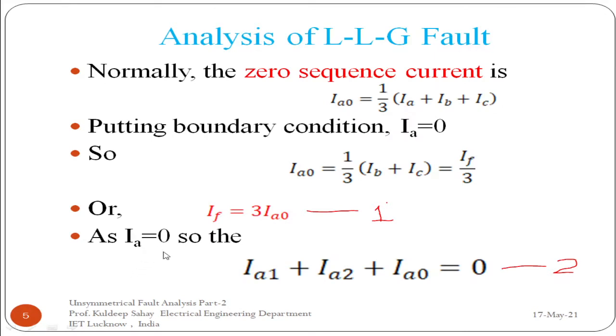As IA equal to 0, this equation means Ia1 plus Ia2 plus Ia naught is equal to Ia, and putting the value of 0, you can see that the sum of any two currents is equal and opposite to the other current. That means the positive and negative sequence sum is equal and opposite to the zero sequence current, or the sum of zero and positive sequence is equal and opposite to the negative sequence current.